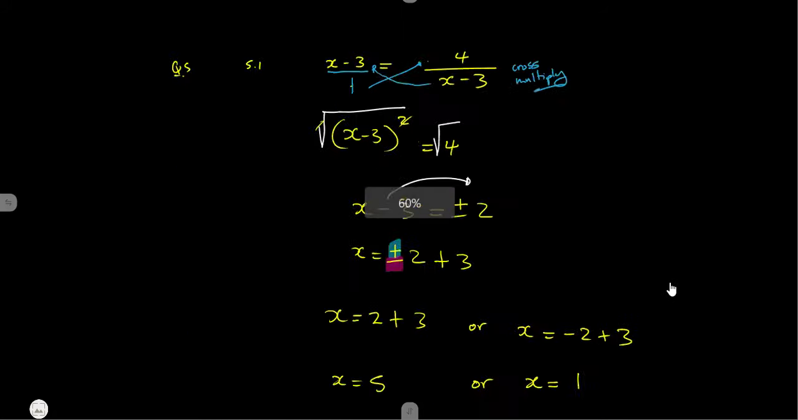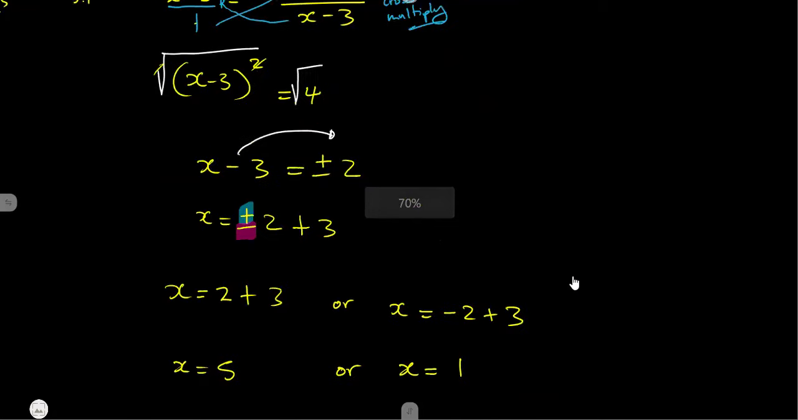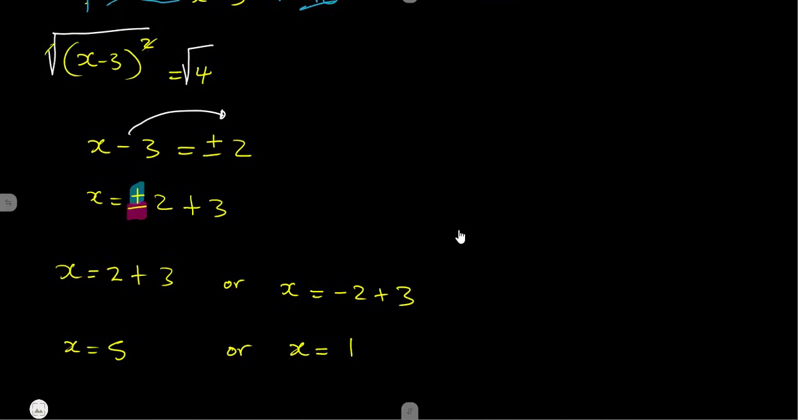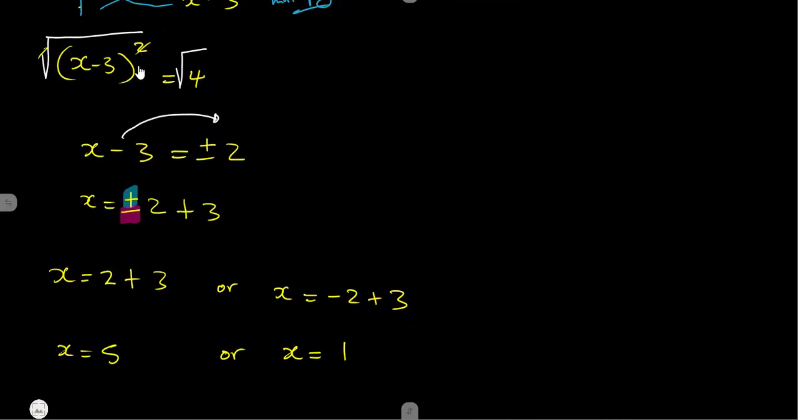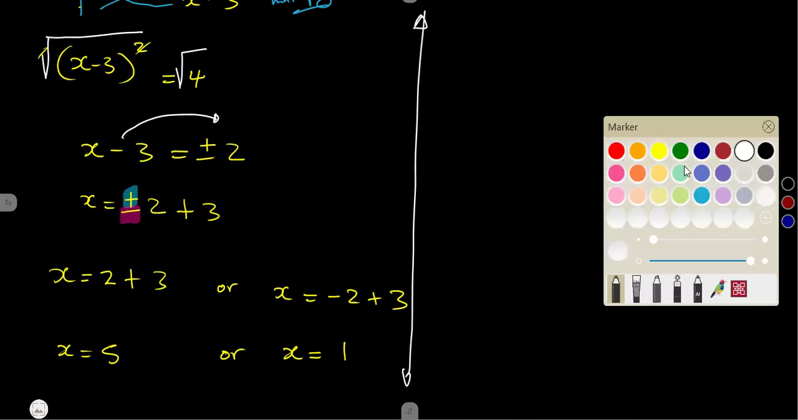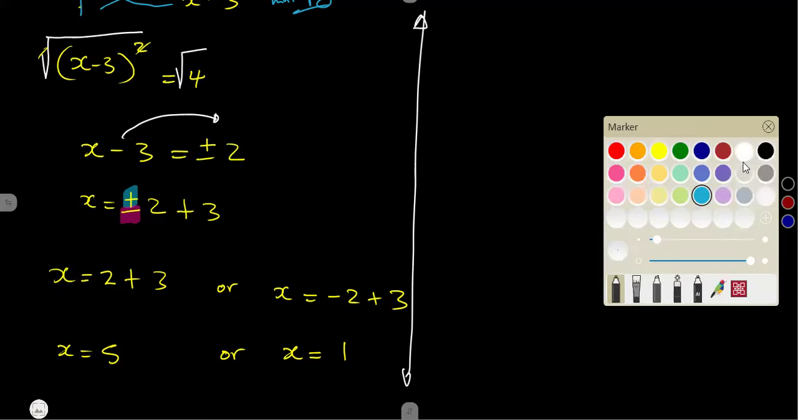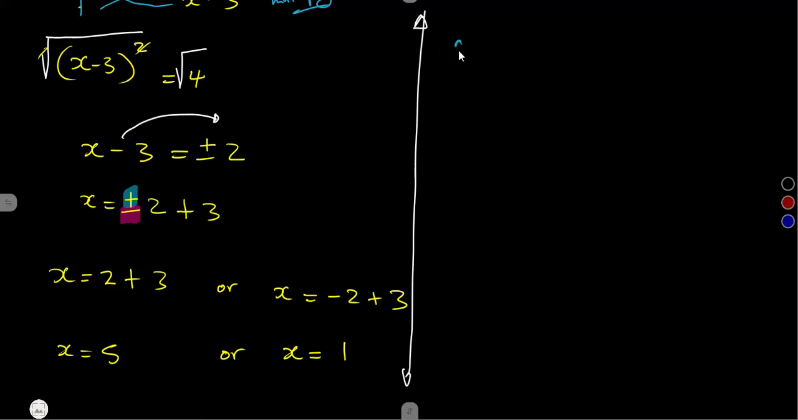Let's do another way. Expanding this, we could have expanded. Remember, we introduced the square root to get rid of that square, to say, okay, we want to remove this square. But let's say we want to have another way. We could have actually done that. Another way that we could have used: x minus 3 squared is equal to 4.